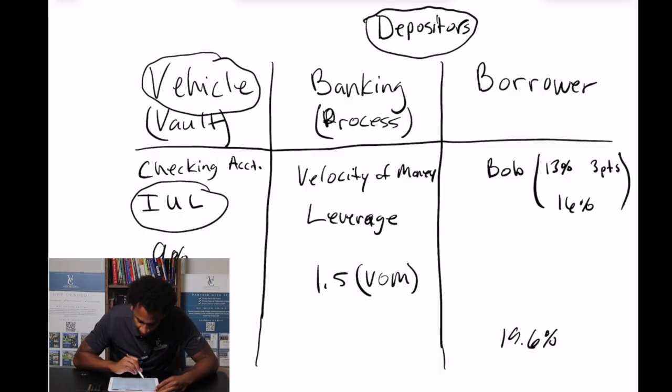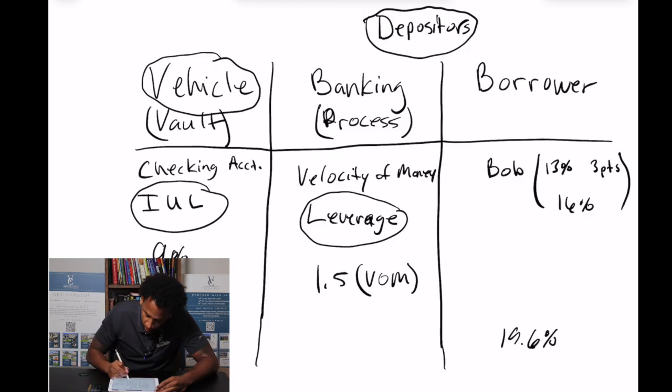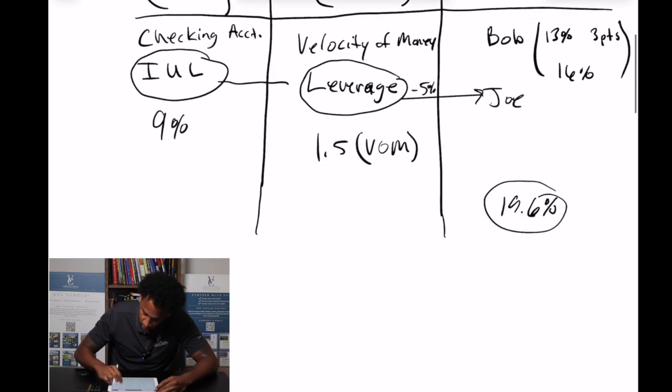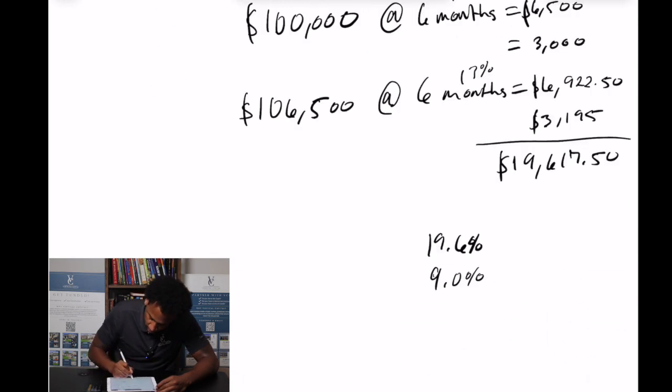And also with this IUL policy, we have the ability to leverage our policy. And we could leverage it at 5%. So our leverage costs us 5%. And by us leveraging that 5% on our IUL, we could then lend it out again to Joe. We know just through the velocity of money and lending the money out through private money lending, we could make 19.6%. So if you do 19.6% minus that 5% from leveraging the money that's in the IUL, that's another 14.6%.